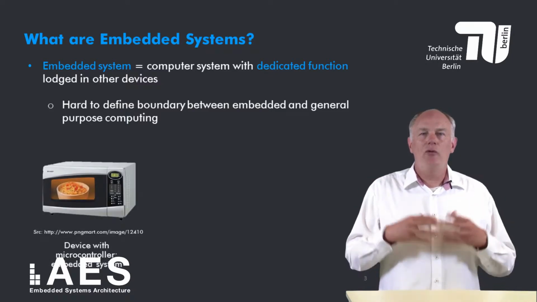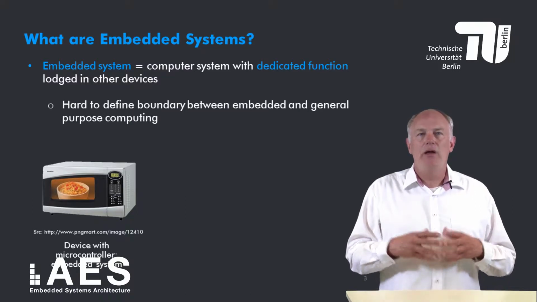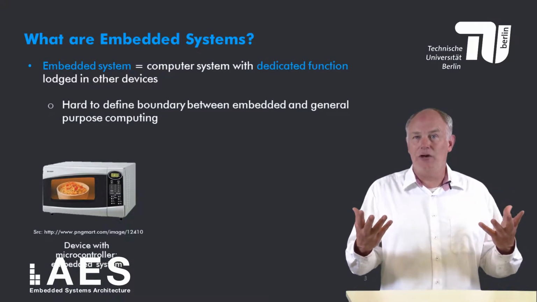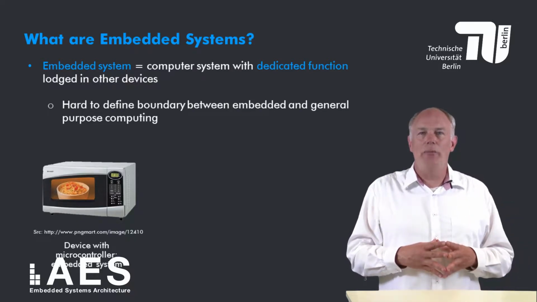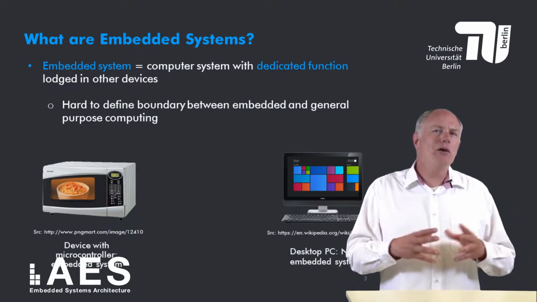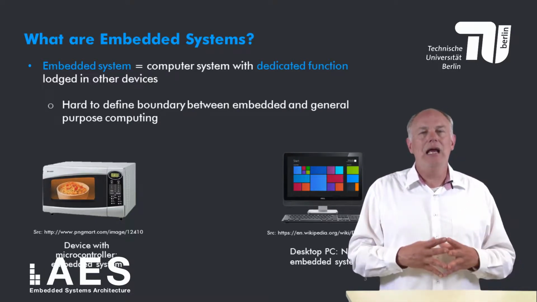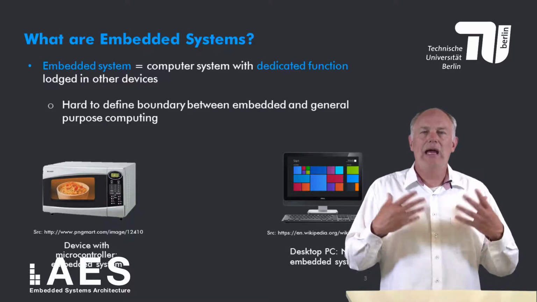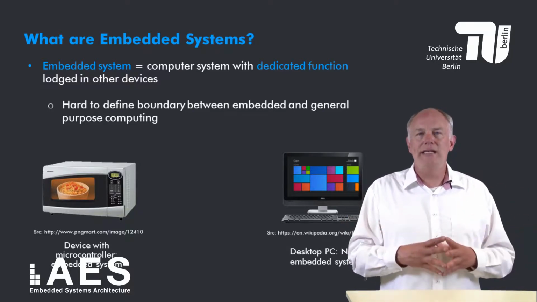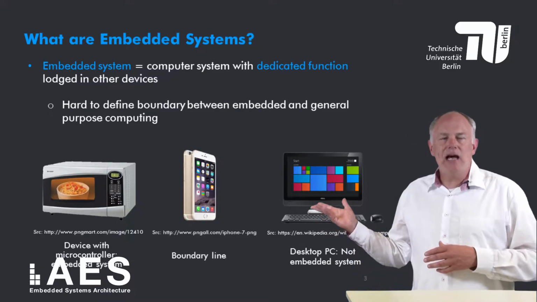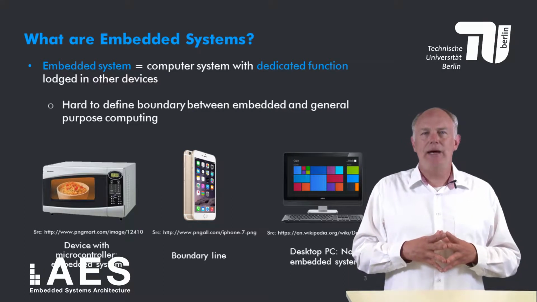A microwave with an embedded microcontroller is clearly an embedded system. The microcontroller has a dedicated function, namely to control the microwave, and is embedded into the microwave. A desktop PC is clearly not an embedded system. It is immediately recognizable as a computer and can perform many tasks, some of which were even unknown at design time. A cell phone, on the other hand, may or may not be classified as an embedded system.